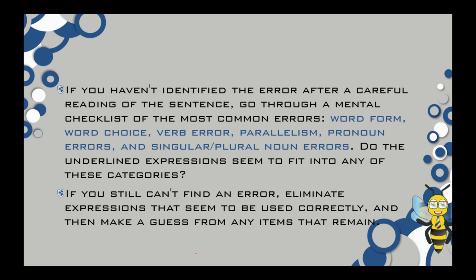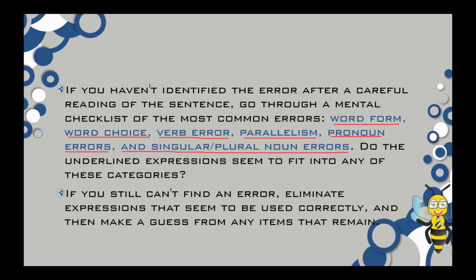If after all this you haven't identified the error, let's reread it again and go through a mental checklist of the most common errors. So these are the most common errors that you will find in this section: word form, word choice, verb error, parallelism, pronoun errors, and singular or plural noun errors. If you remember this list, it's easy for you to identify which might be the mistake. For example, we have already checked parallelism. So if you don't know the mistake, think, okay, parallelism. This is a noun, this is an adjective. This is a mistake because you know that they must all be nouns.